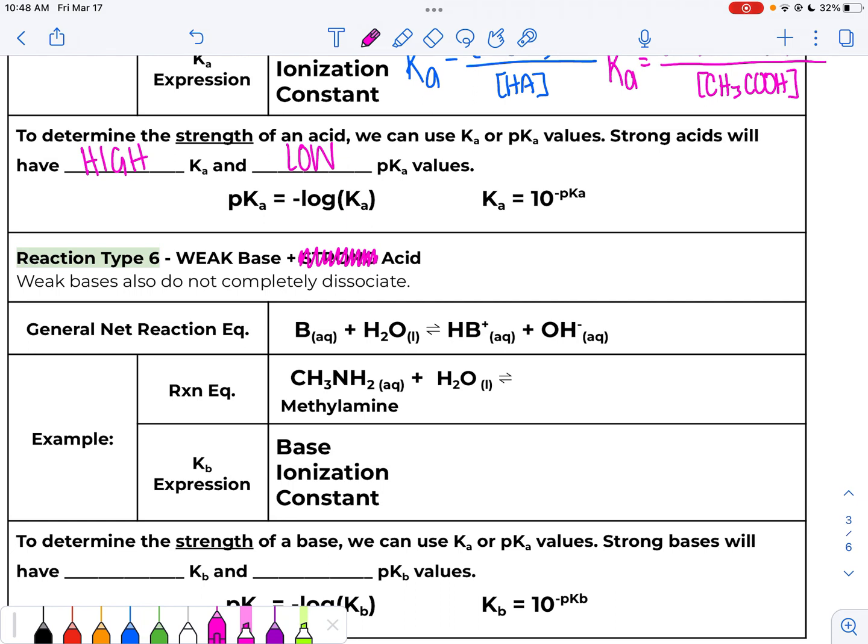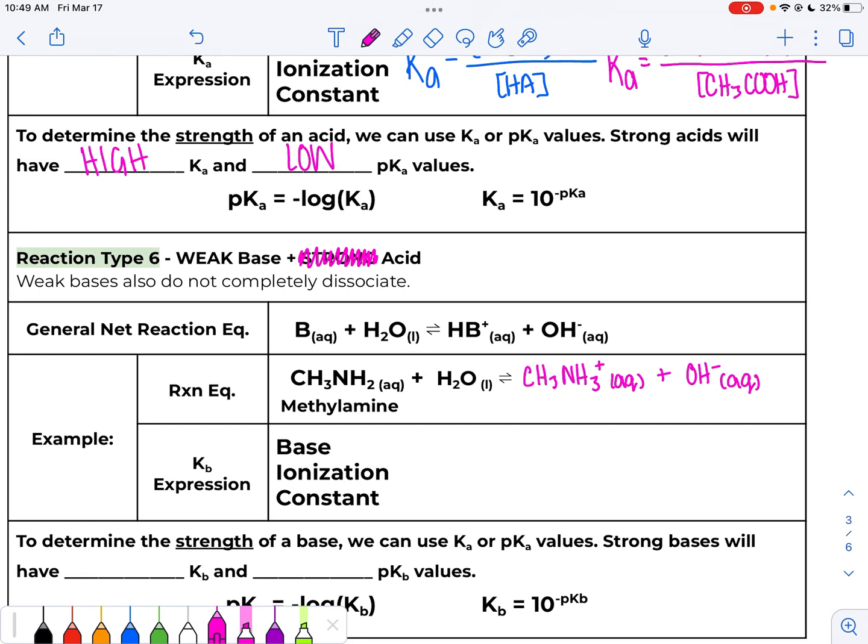You have methylamine reacting with water to form its equilibrium system. So methylamine is our base, which means it's going to take a proton from water to form CH3NH3 plus because it's gained a proton. And water is going to lose one of its protons to form OH minus.